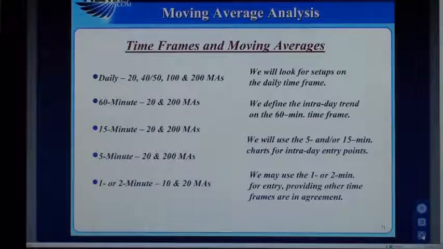Our longer term moving averages are going to be the 100 and the 200 MA. For those stocks that are in strong trends, it won't be necessary for us to use the 100 or 200 MA because price will be far from them.